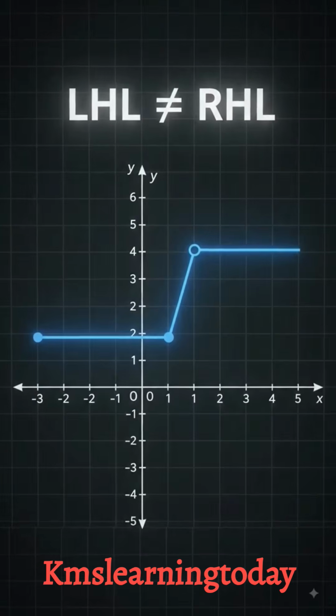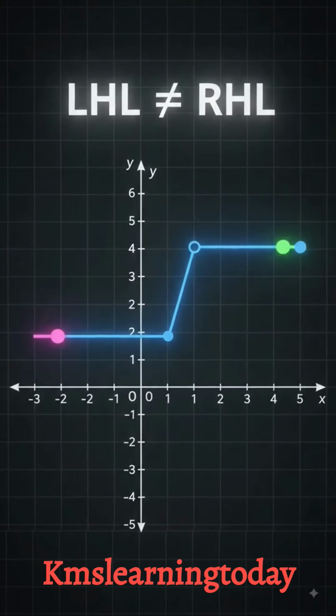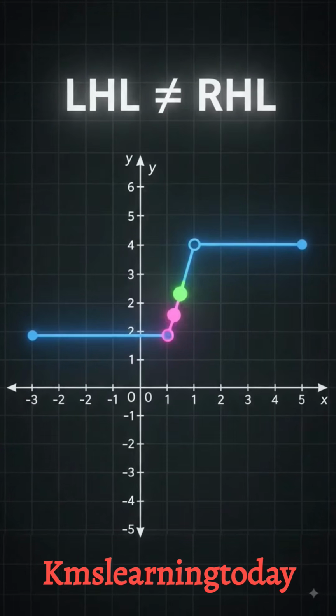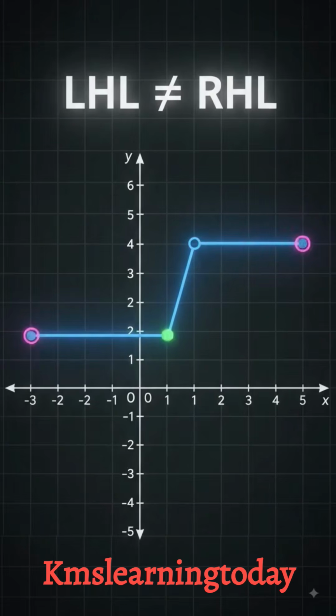A jump discontinuity occurs when the left-hand and right-hand limits are different. Since the two limits do not agree, the overall limit does not exist, and the function is discontinuous at that point.